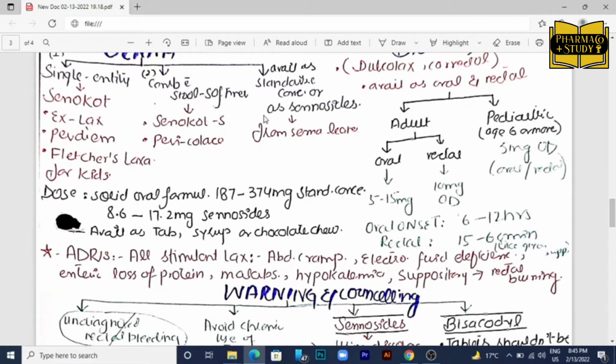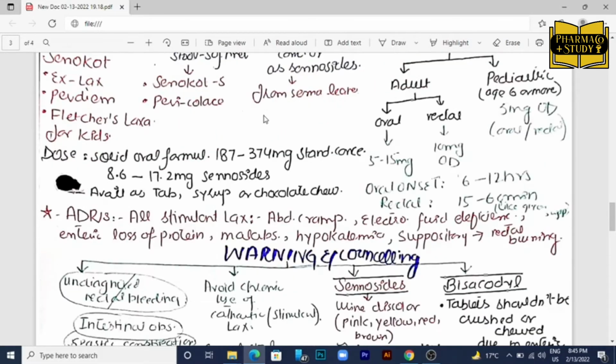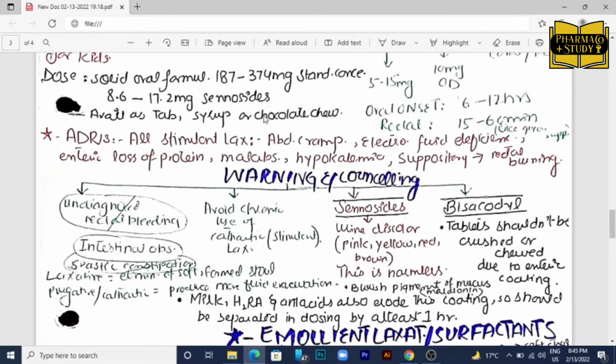Now let's see what the warnings and counseling points are. How can you counsel your patient? Being a pharmacist or a physician, how can you counsel about the stimulant laxatives? Firstly, it is contraindicated for undiagnosed rectal bleeding. If a patient comes to you and says that he is suffering from constipation as well as rectal bleeding, you should not recommend a stimulant laxative to them.